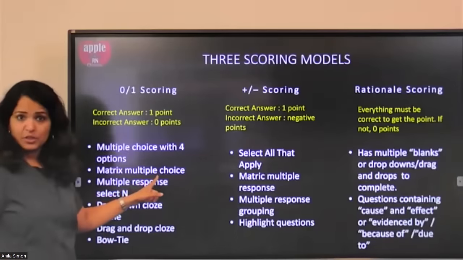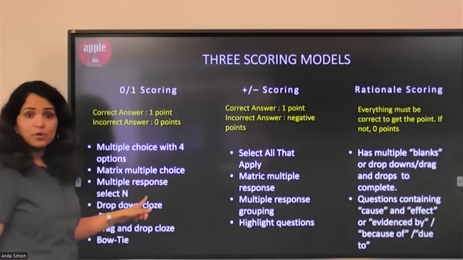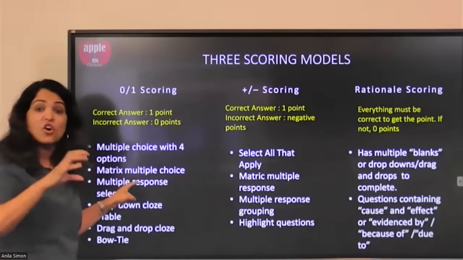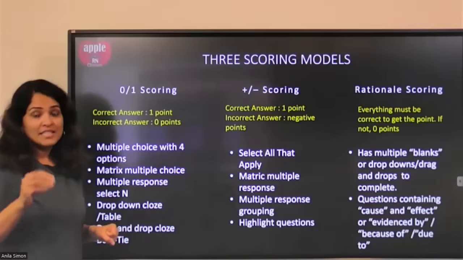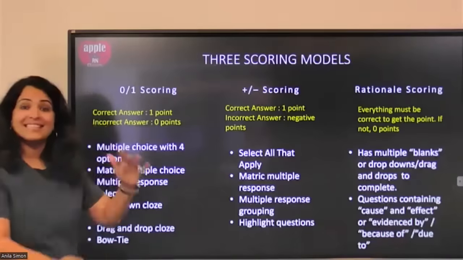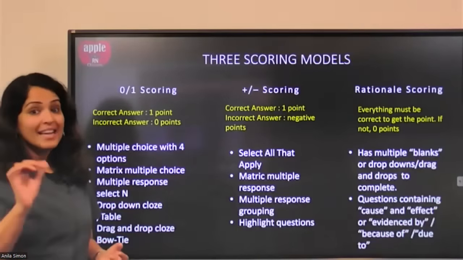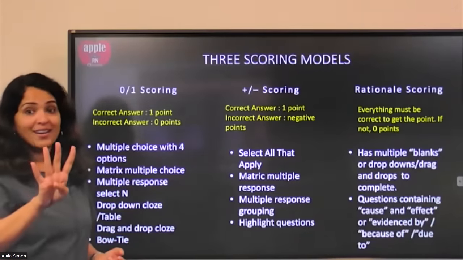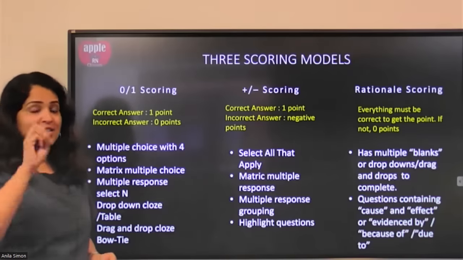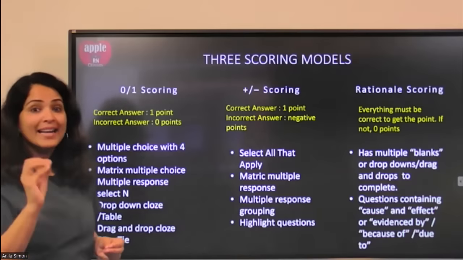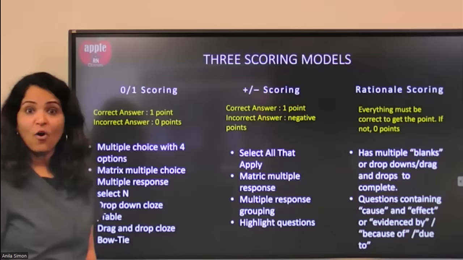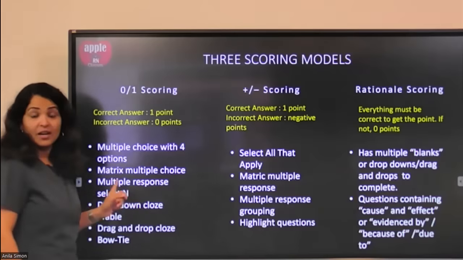Then matrix multiple choice, which I will show you how that looks. Multiple response, select N. This is like select all that apply, but it's not select all that apply. There they will tell you how many you have to select. In this question, there may be 5, 6, or 7 options, but it will tell you there are 4 correct answers, so select 4. Or it will tell you there are 3 correct answers, select 3. So it will tell you exactly how many correct options there are among that larger number of options. That one is select N.